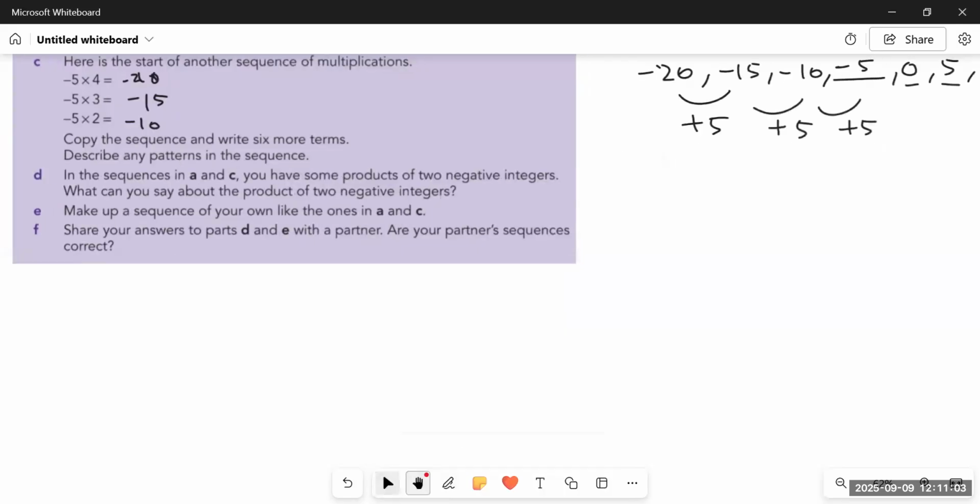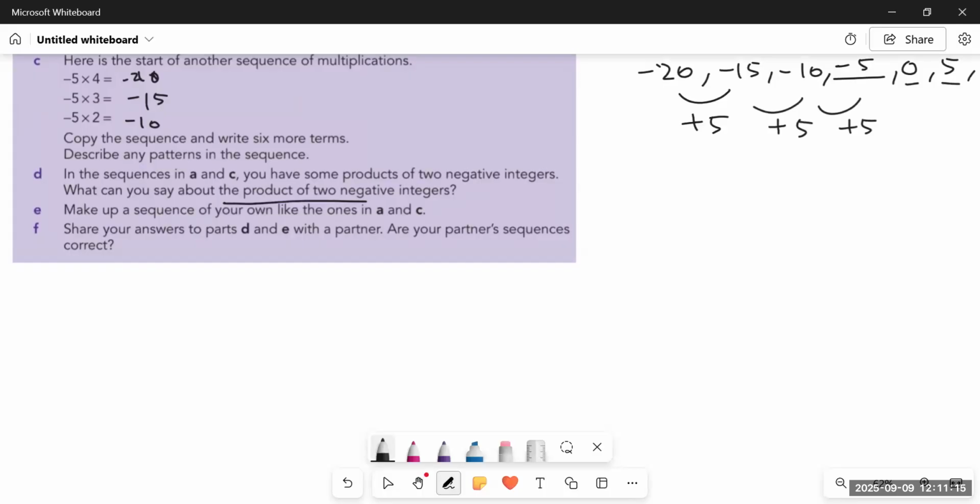Next, they are saying that in the sequence in A and C, you have some products of two negative numbers. What can you say about the product of two negative numbers? You will write down this sentence: the product of two negative numbers is always positive. Okay.